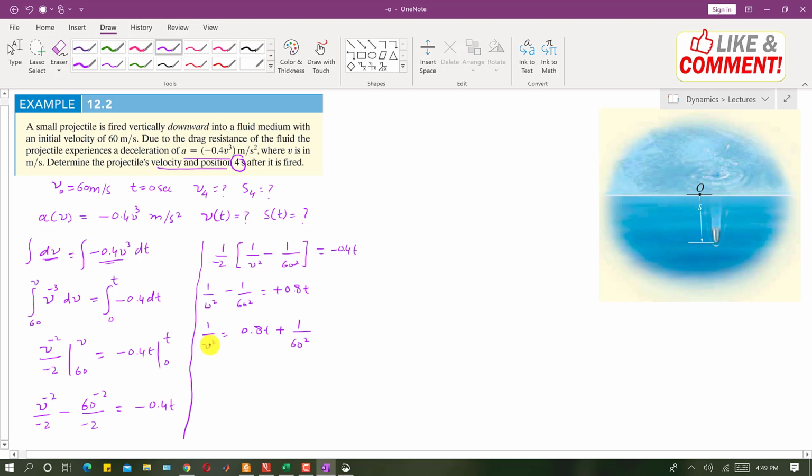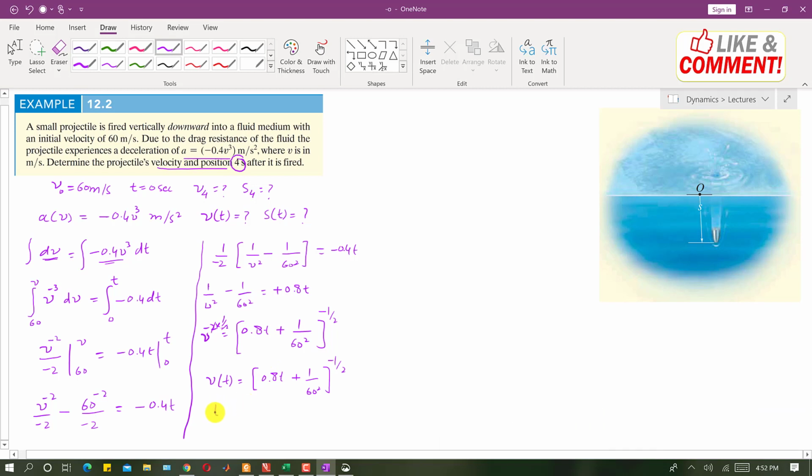Now we need to have the velocity function, so we can write it like this. 1 by v square is equal to v to the power minus 2, right? And if we want to cancel out this minus 2, then we will multiply the power by 1 by minus 2, right? So this will cancel out, so we will have minus 2 times minus 1 by 2, and this will become 1, right? So velocity as a function of time is equal to 0.8 t plus 1 by 60 square to the power minus 1 divided by 2.